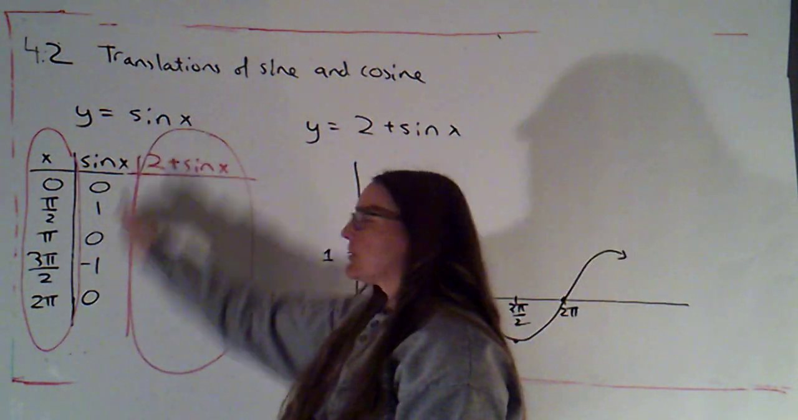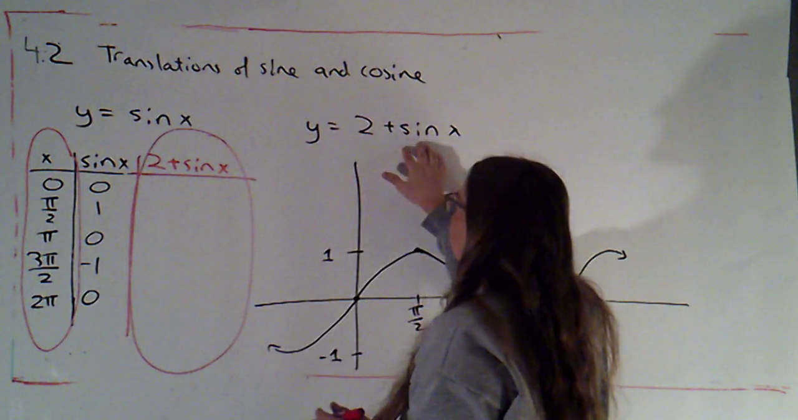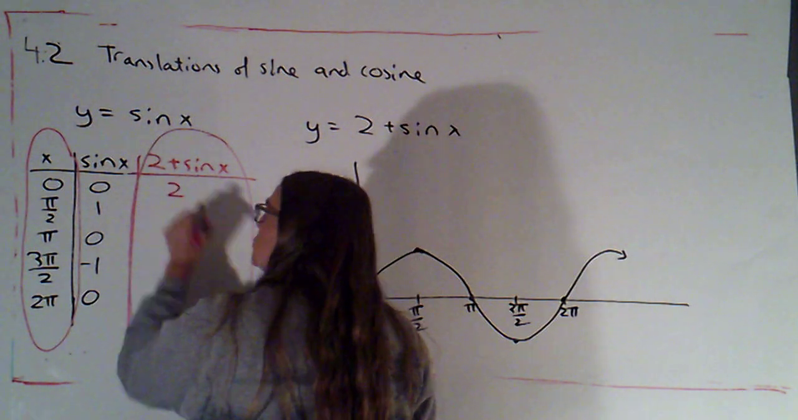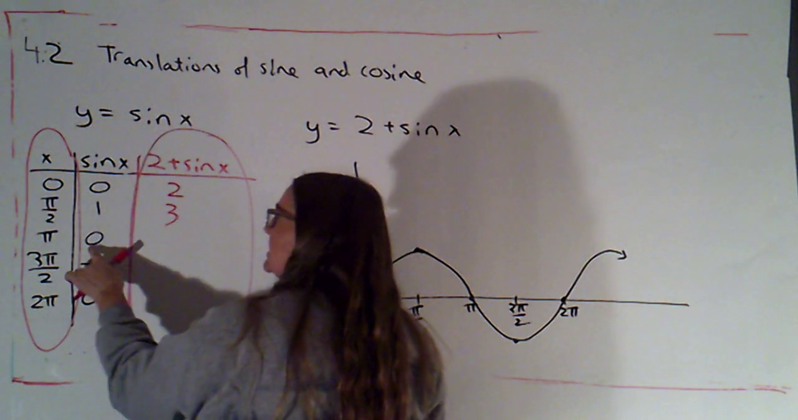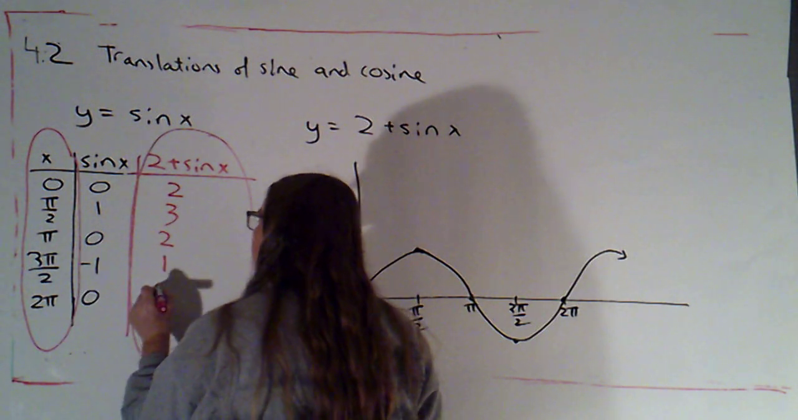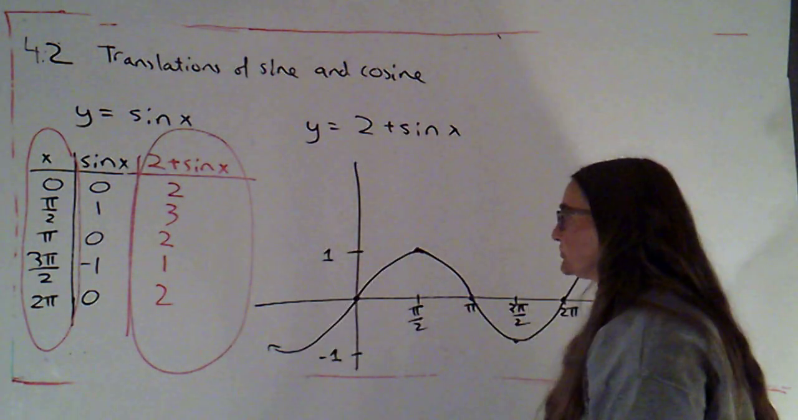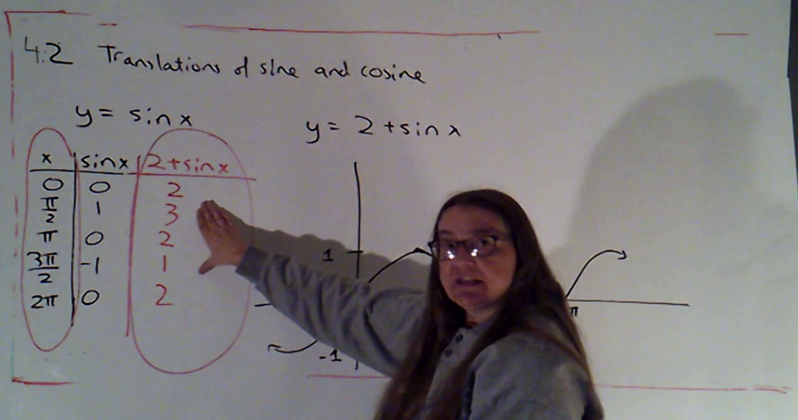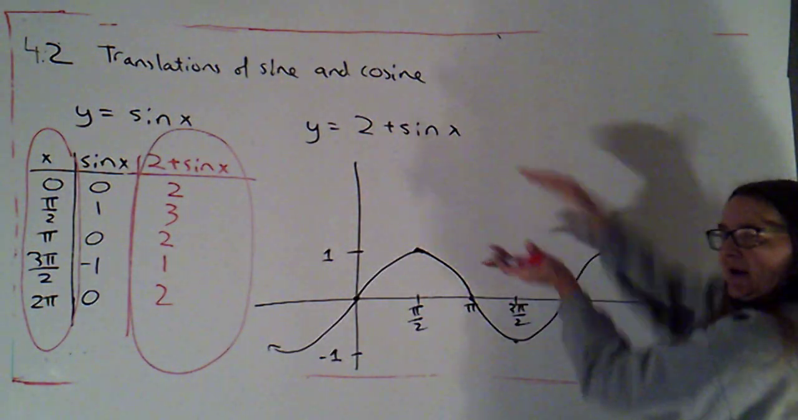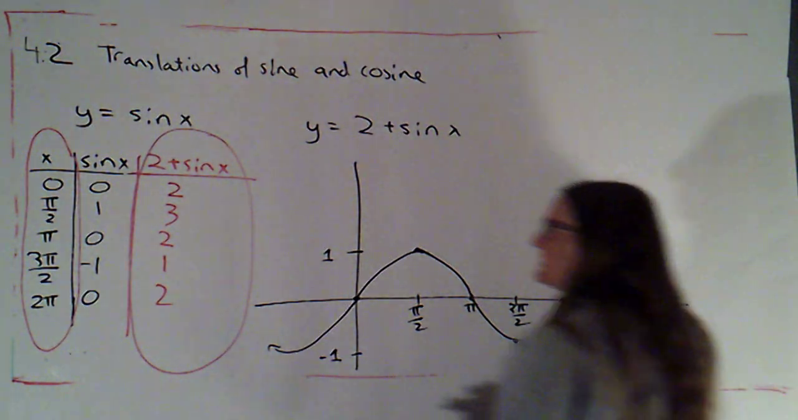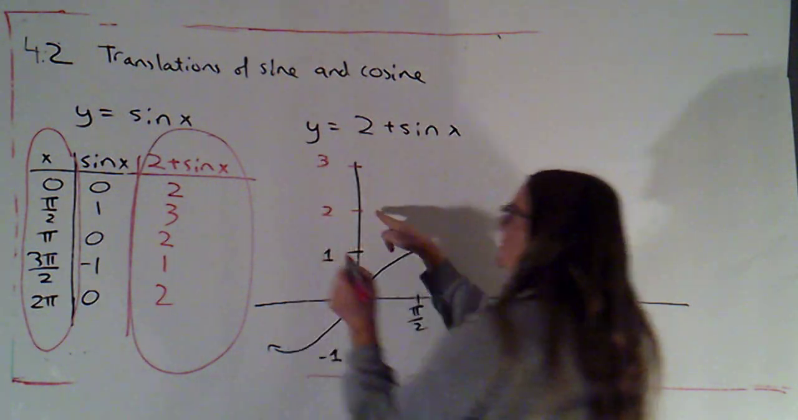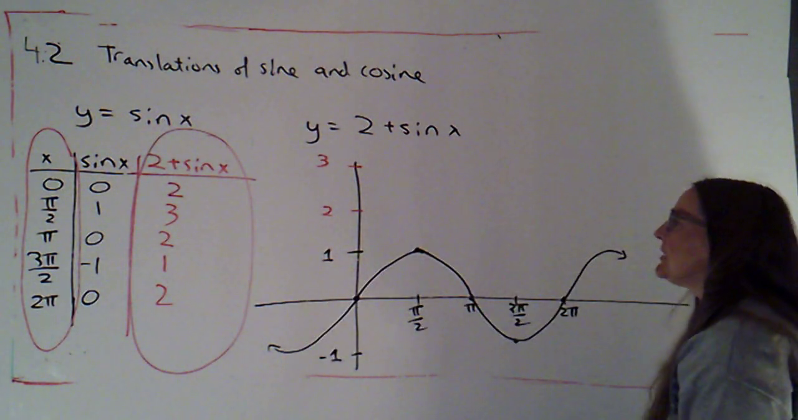So this middle column is just sort of a helper column because that's how I actually calculate this. I take x, I plug it into sine, and then I add 2. So 0 plus 2 is 2, 1 plus 2 is 3, 0 plus 2 is 2, -1 plus 2 is 1, and 0 plus 2 is 2. So we've literally added 2 to each of the y values. And what that's going to do is just shift the graph up by 2 units. So I can see I have 1 still, but that's now my low value. I've got 2 as the new middle value and 3 as the new high value.